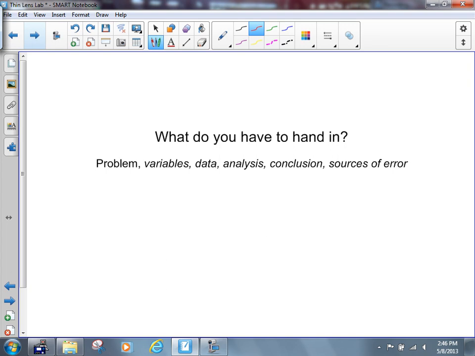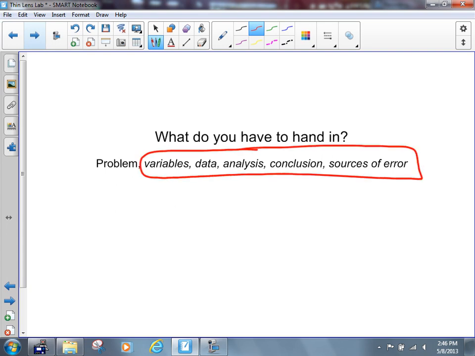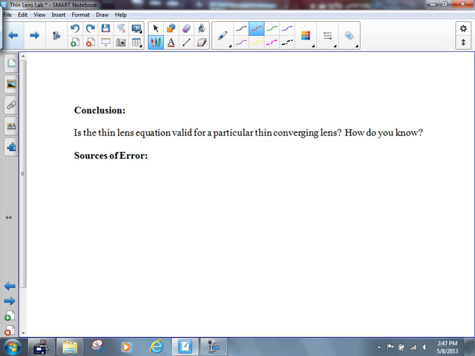What do you have to hand in? Well, the problem, which was given to you, I'm not even going to mark the problem, to be honest. What I'm going to mark is the stuff that isn't given to you: the variables, the data, the analysis, which of course includes your analysis table and your graph and the work showing what the y-intercept represents. Your conclusion, which basically just says, was the thin lens equation verified, and how do you know? And then, of course, your sources of error. Included with your sources of error should be improvements or possible improvements.